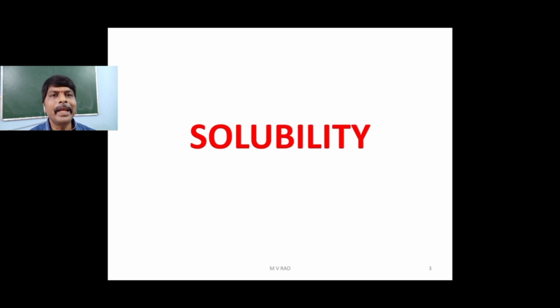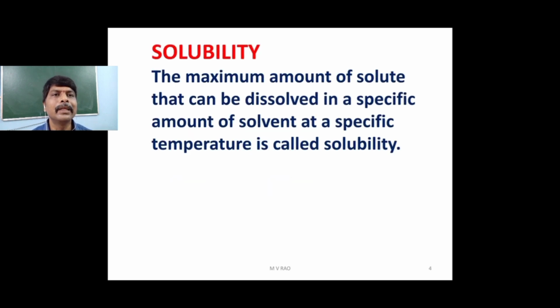Now the main topic in today's class is solubility. What is meant by solubility? The word itself, solute-ability, means the ability to dissolve, the ability to make a solution. So how to define solubility? The maximum amount of solute that can be dissolved in a specific amount of solvent at a specific temperature is called solubility. Here so many words are important, every word has meaning.